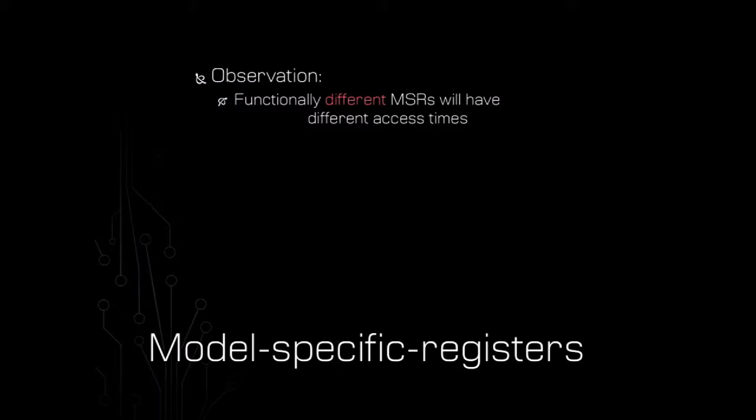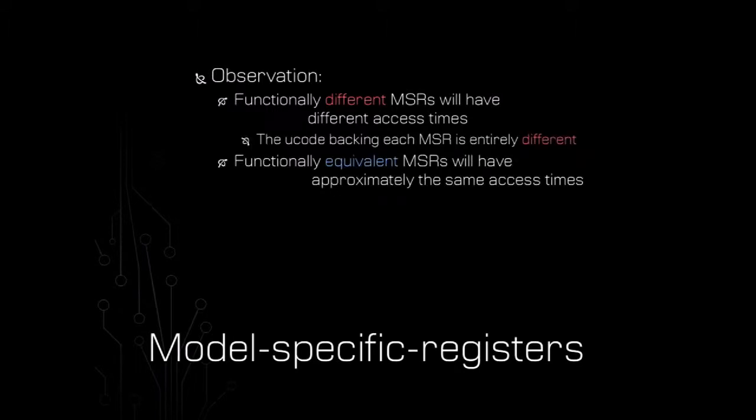So for example, accessing the timestamp counter MSR should take a different amount of time than accessing a thermal sensor MSR. And that's because each of those MSRs is going to have different microcode implementing them. That microcode is going to take different amounts of time to execute. So I would expect the access times for each MSR to be different if the MSRs are very different. On the other hand, functionally equivalent MSRs should have approximately the same access time.